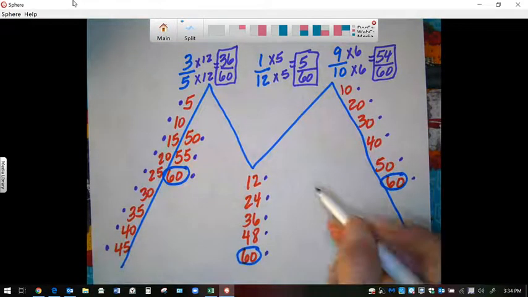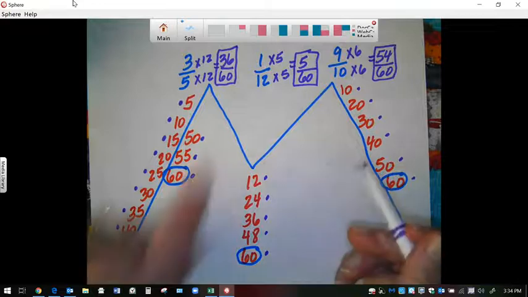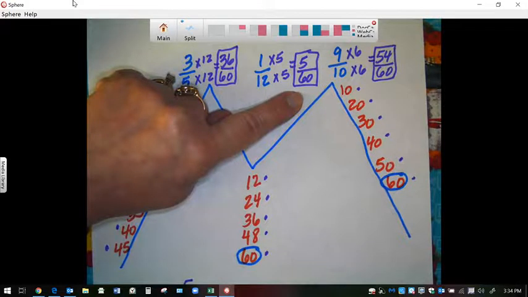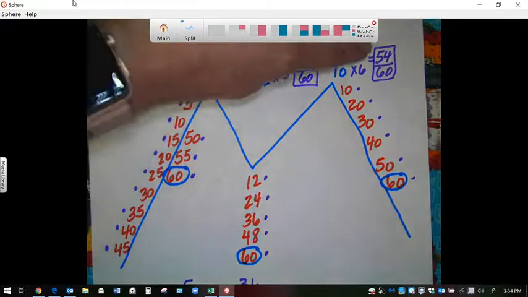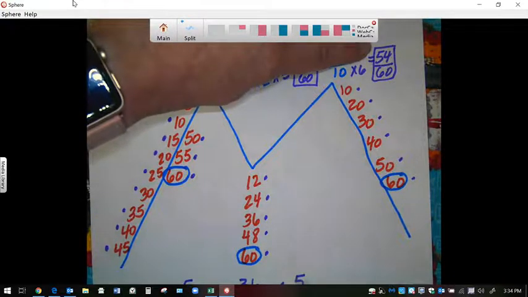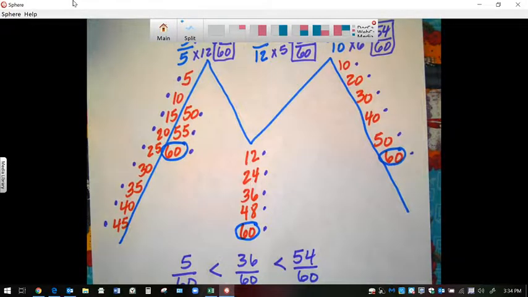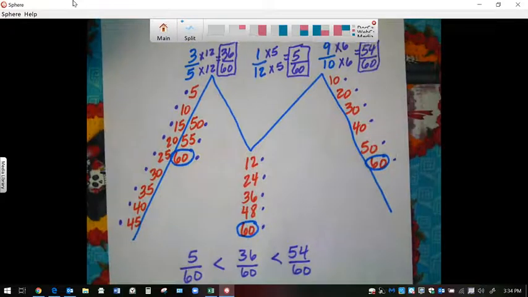So now, since we're looking for the largest, we're just going to write them in order. And I'm going to write 5/60 first, because it's my smallest, and it is less than. The next one is 36/60. And my last one is 54/60, because I'm putting them in order.